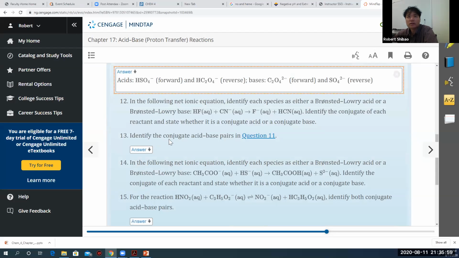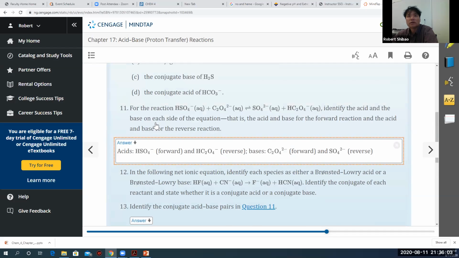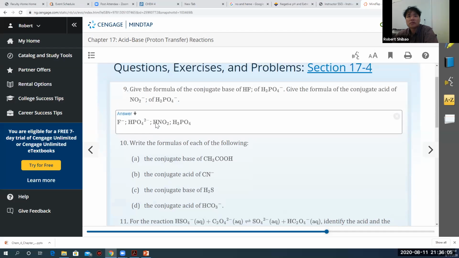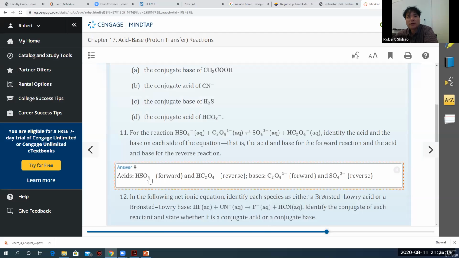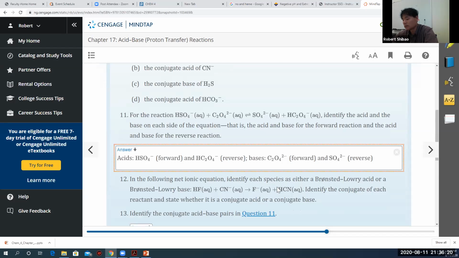Question 3, identify the conjugate acid-base pairs in question 11. Okay, the pairs are this. If we have this acid and it loses a hydrogen, then it's going to form this base, sulfate. So that's a pair. This is the acid, this is the base, conjugate pair. This is the acid, this is the base. That's another conjugate pair. So they're related.